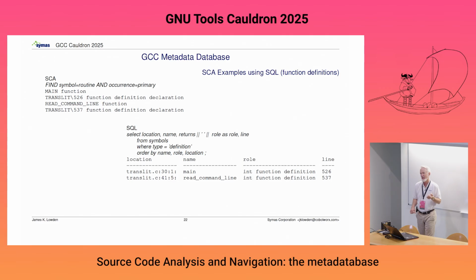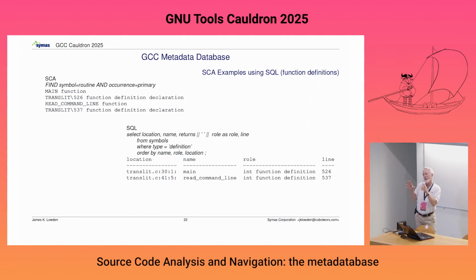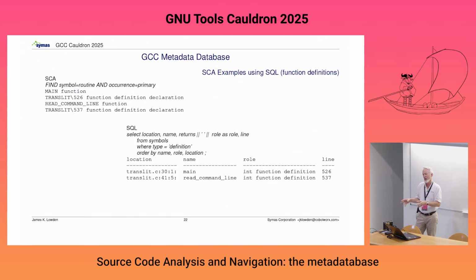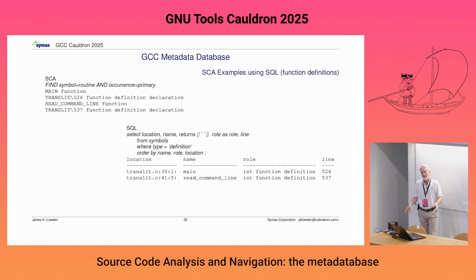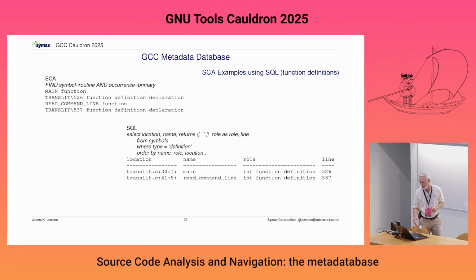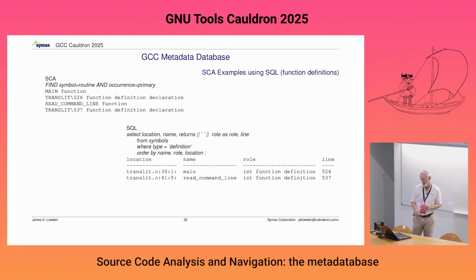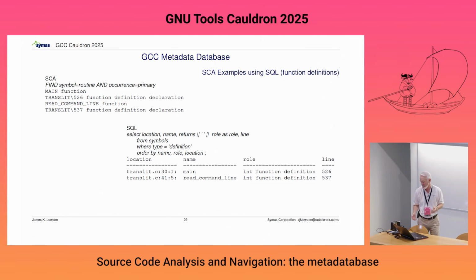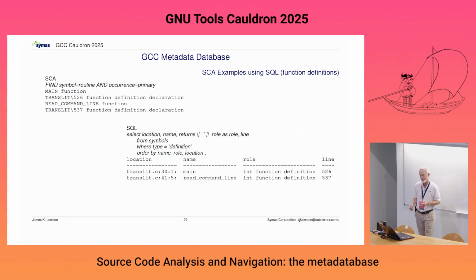The notion of primary is the function that we're talking about declared or defined in the system amongst the files that we're interrogating. So we can do that as well. In this case, what do we do? We say where the type is a definition. That's pretty straightforward. That's what they were looking for in this case.